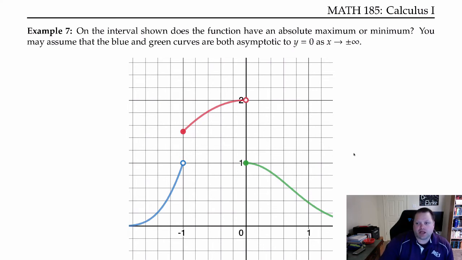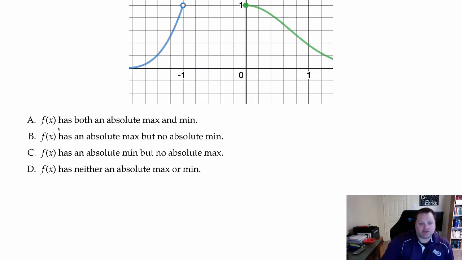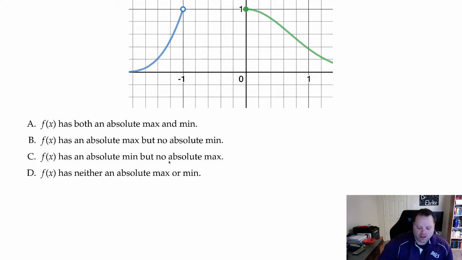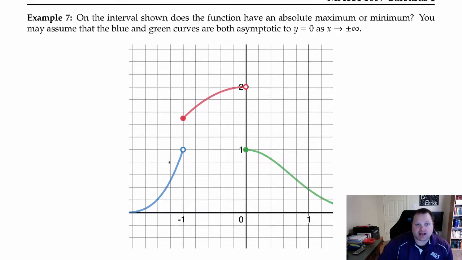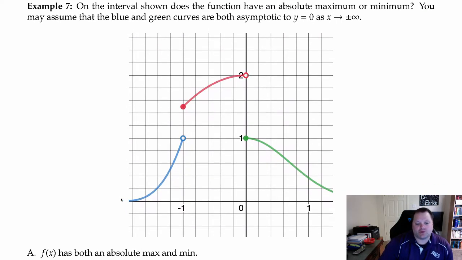So here I have a graph, and what I'm asking you to decide, you can answer it has an absolute max and a min, it has a max but not a min, it has a min but not a max, it has neither. What I'm asking you to decide is on this interval, right? So on the interval shown, does the function have an absolute max or min? And I'm assuming it's a closed interval, so we're including the point here and the point here. I'll pause for a second, let you think about it, commit to an answer, and then we'll talk about it.